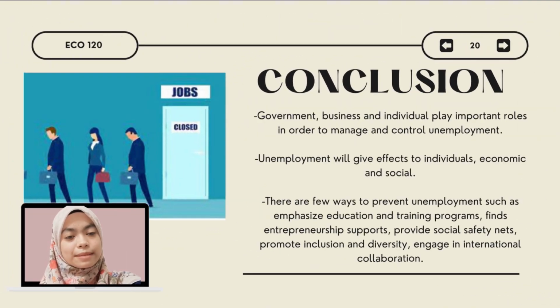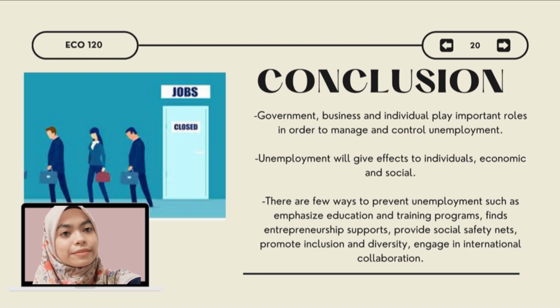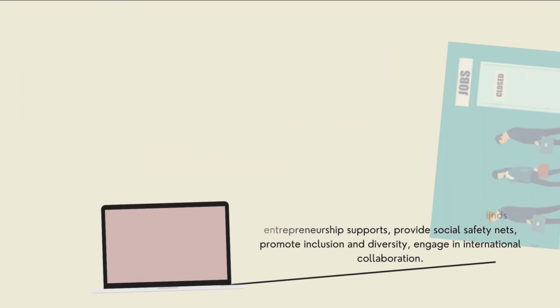In conclusion, unemployment requires a comprehensive approach that considers economic, social and technological factors. Government, business and individuals play an important role in developing strategies for sustainable job creation, increasing the skills of the workforce and fostering economic resilience. Unemployment will lead to many effects on the individual, social and economic. So in order to prevent unemployment, there are a few strategies such as emphasizing education and training programs, funding entrepreneurship support, providing social safety nets, promoting inclusion and diversity and engaging in international collaboration.